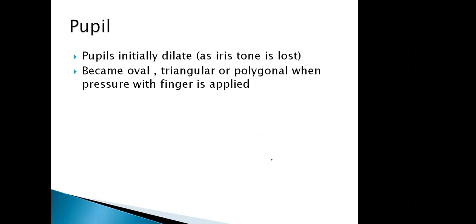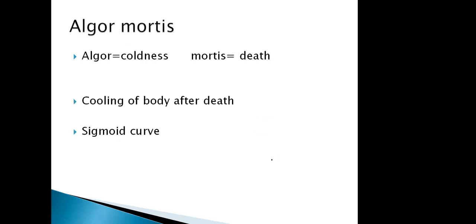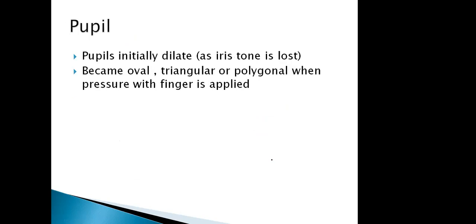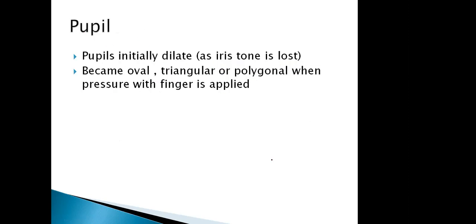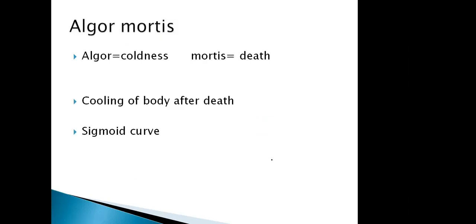Then the changes in the pupils will initially dilate and become oval, triangular or polygonal when pressure with the finger is applied. So there are some changes in the skin and eyes. It is not important. The changes in the skin and eyes are not important from an MCQ point of view. But when it is asked for a long essay, we used to deal with it. But just for knowledge, I have shared this. You don't need to concentrate much on tache noire or the eyes or cornea or skin.